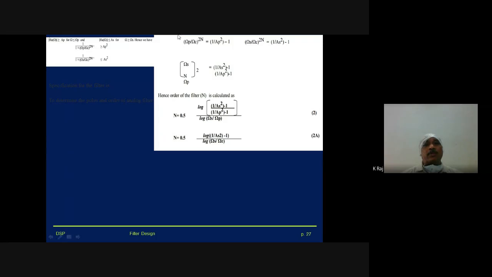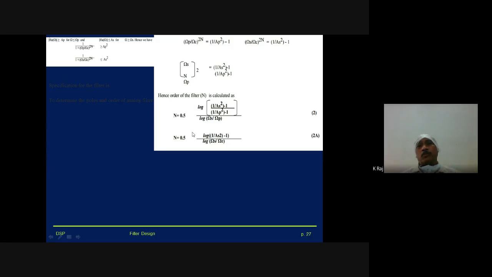So here we can solve for the value of omega P by omega C from this equation, and omega S upon omega C from this equation. So we have represented these values here, and after solving this one, we can get the value of n. n becomes 0.5 or 1 by 2 log of (1 upon AS square minus 1) upon (1 upon AP square minus 1) divided by log omega S by omega P, and this has also been described in the previous lecture. So this is the derivation of how we derive the value of n.